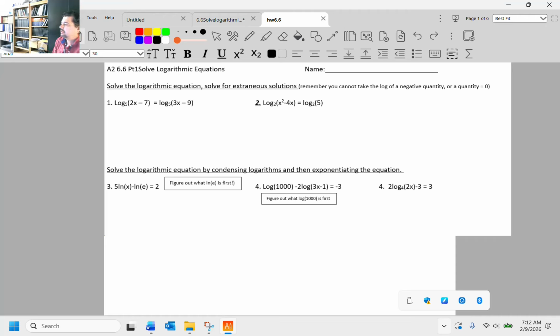All right, homework 6.6. Let's see here. Solve the log equation, solve the extraneous solution.